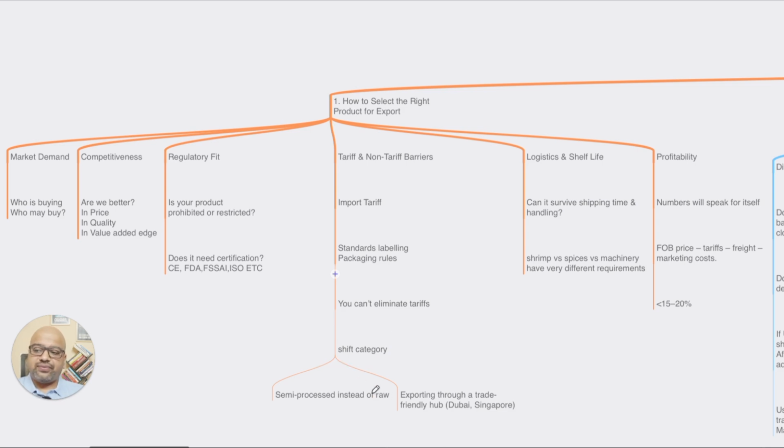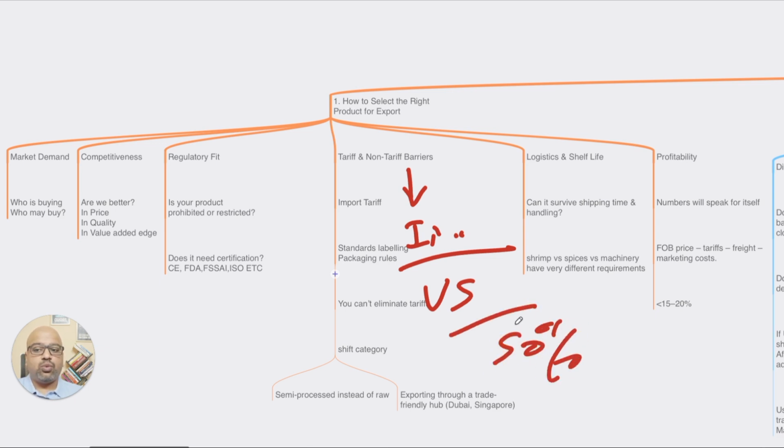If someone is imposing the tariff on raw materials, you can still go and look for semi-processed. If someone is imposing the tariff on semi-processed, you can still go for raw or fully finished products. These are strategies you can use to shift your categories to save on your import tariff. Just in case whatever comes from India is being imposed, then the US has already done it, so almost 50% is what you're going to pay. There is no way that you can squash it off.